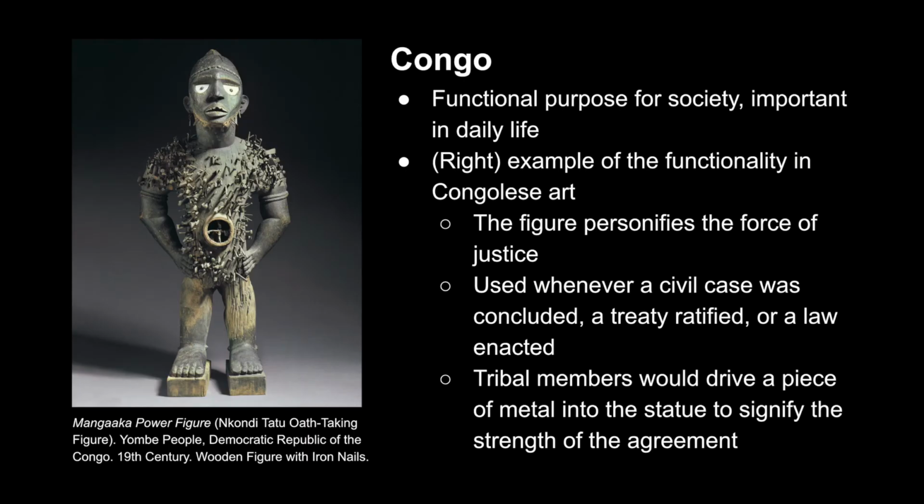The Congo also utilizes artwork with functional purposes, and they're really important to daily life rather than just being visual. The sculpture that we see here actually exemplifies the functionality of Congolese art. This piece was actually used whenever a civil case was concluded, a treaty was ratified, or a law was enacted. Upon such a legal milestone, tribal members would drive a piece of metal into the statue, signifying the strength of the agreement that was made. In this way, the figure itself personifies the force of justice and order.